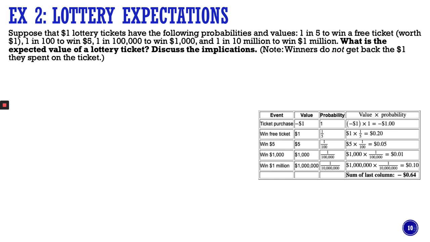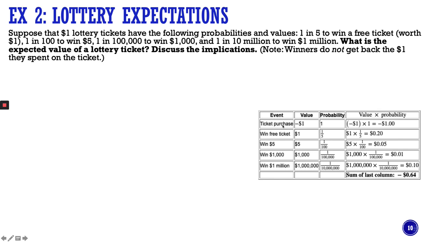For example 2, suppose that $1 lottery tickets have the following probabilities and values: 1 in 5 to win a free ticket worth $1, 1 in 100 to win $5, 1 in 100,000 to win $1,000, and 1 in 10 million to win $1 million. What is the expected value of a lottery ticket? And discuss the implications. Now note, the winners do not get back the dollar they spent on the ticket.